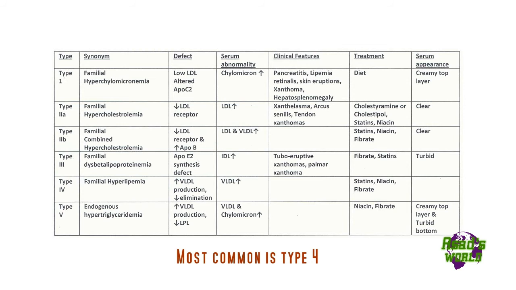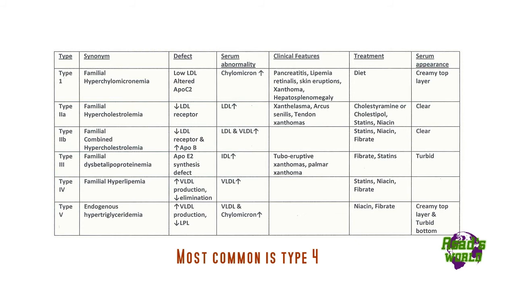Now moving to type 3, that is familial dysbetalipoproteinemia. There is a defect in ApoE2 synthesis and increased intermediate density lipoprotein in the serum. We will observe eruptive xanthomas and palmar xanthoma, and the treatment is by fibrates and statins. The turbidity is because of the presence of your IDL in the serum.